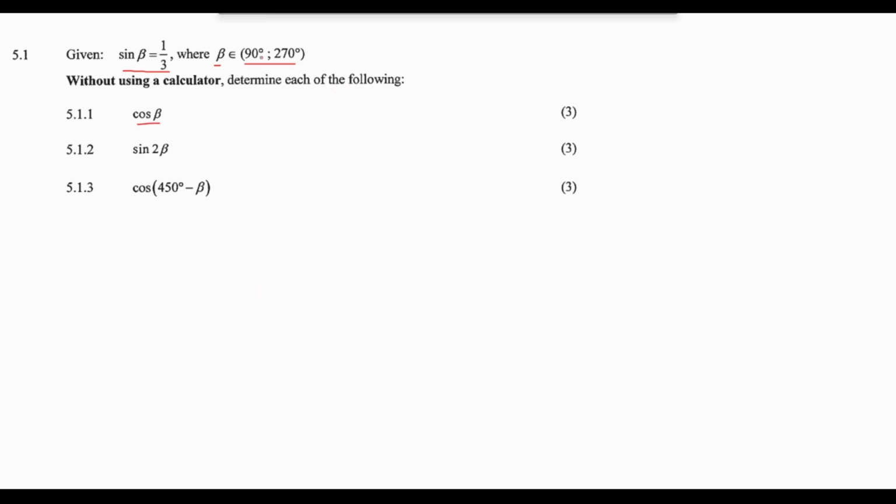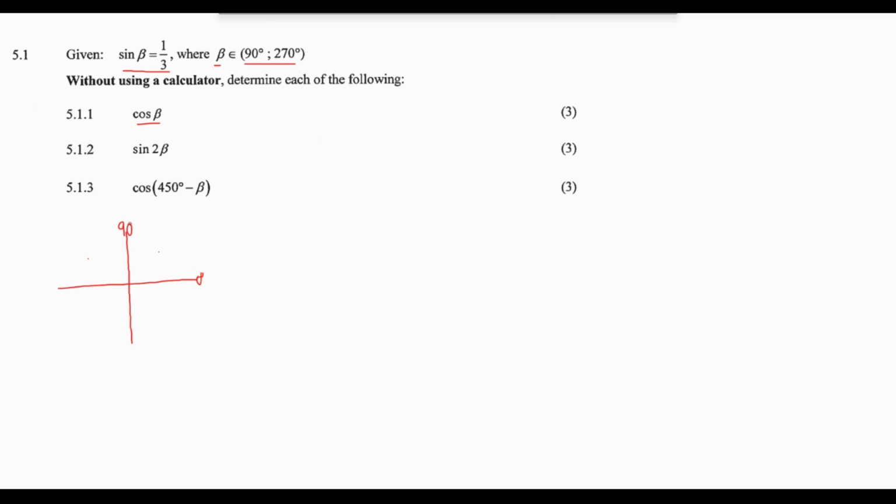So the best thing here will be to draw a diagram representing this angle. Sine beta is 1 over 3, meaning that it is positive. And then the angle must be between 90 and 270 degrees. So which quadrant is this, where sine beta is positive and the angle is between 90 and 270 degrees? It should be quadrant 2. Sine beta is positive in quadrant 1 and quadrant 2.